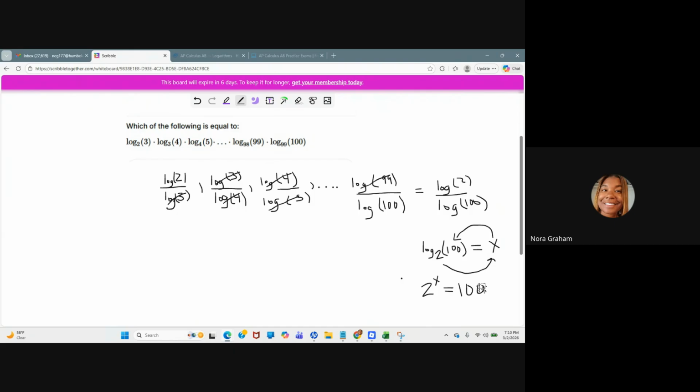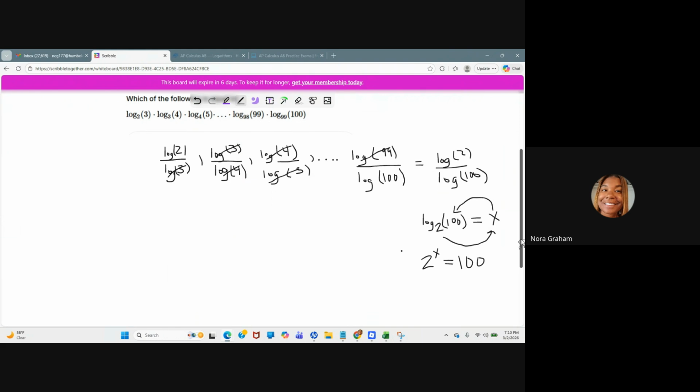I can't really find it for base 2. That's really hard. I can't find 2 to the what power equals 100. But if I change my base to 10, then that means I have 10 to the second power equals 100.